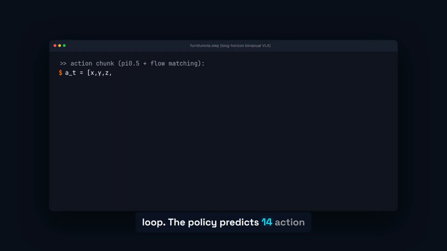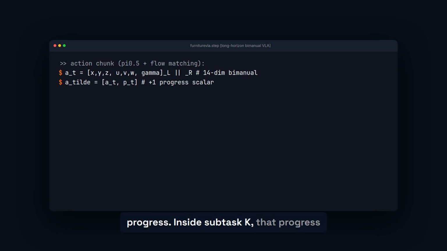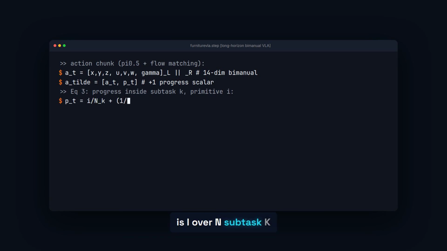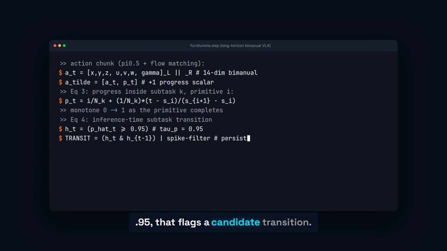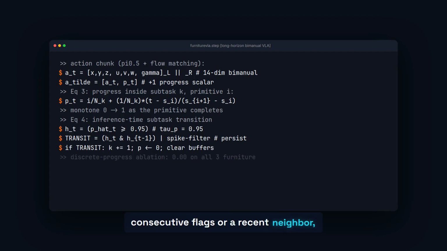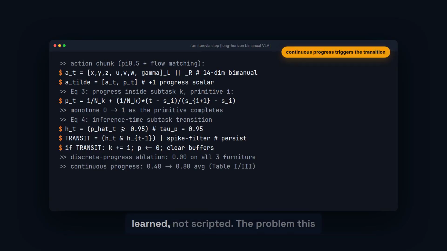The progress loop. The policy predicts 14 action dimensions, pose and gripper for each arm, plus 1 extra scalar, the progress. Inside subtask k, that progress is (k-1)/n plus 1/n times the elapsed fraction of the current primitive, so it climbs monotonically from 0 to 1. At inference, when the predicted progress crosses 0.95, that flags a candidate transition. A persistence filter confirms it: 2 consecutive flags or a recent neighbor. The policy advances, resets progress, and clears its buffers. The transition is learned, not scripted.